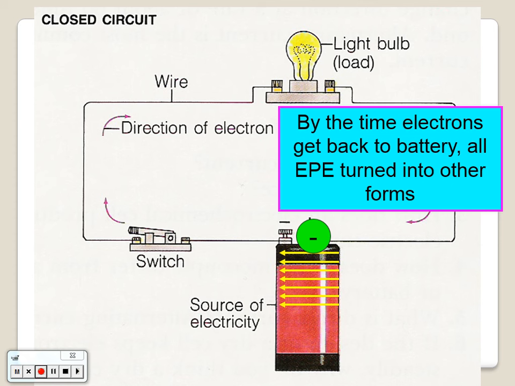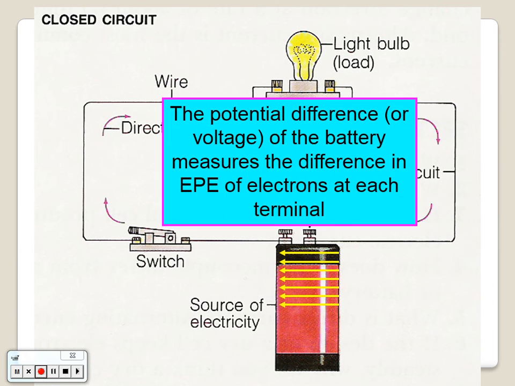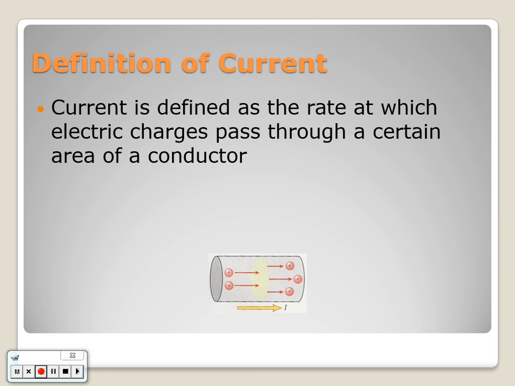Different types of batteries will increase the energy more than other types of batteries. That's the voltage rating on the battery. But voltage always deals with energy. Good there? All right. So today we start introducing some other terms that you may have heard of, but what do they actually mean?